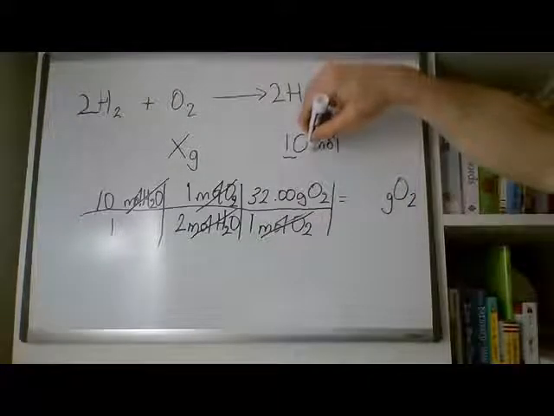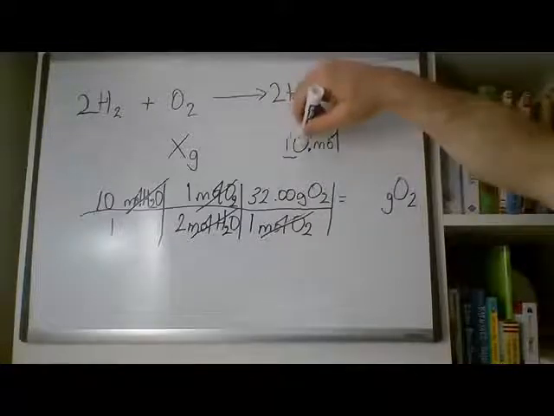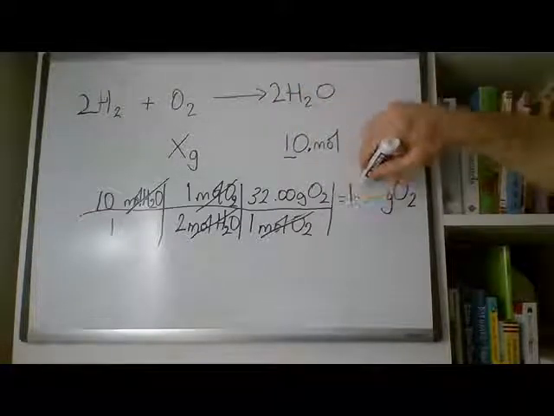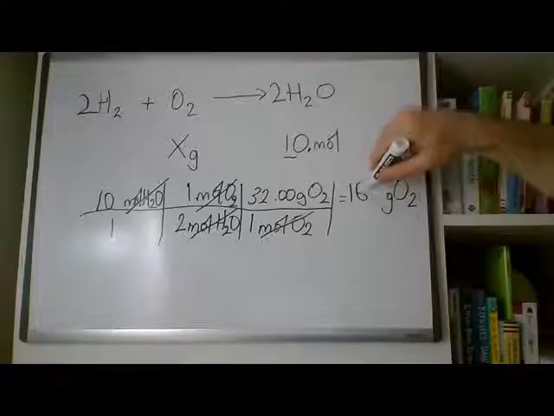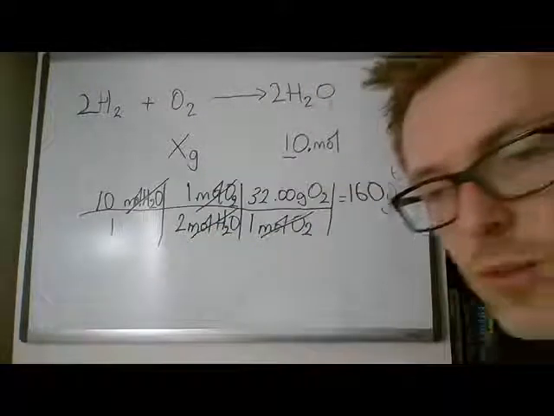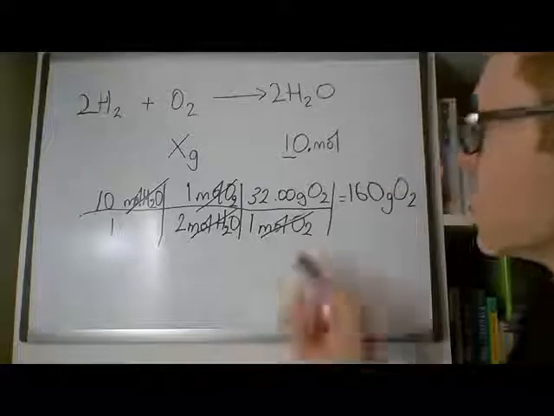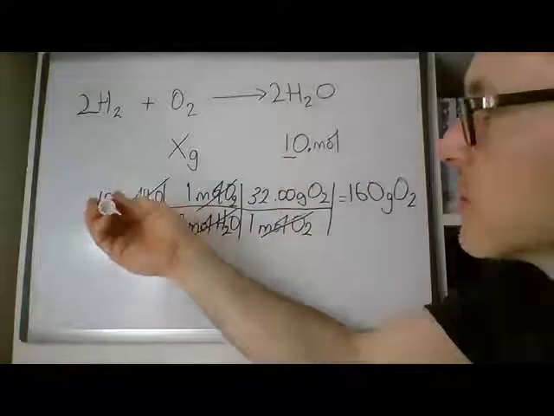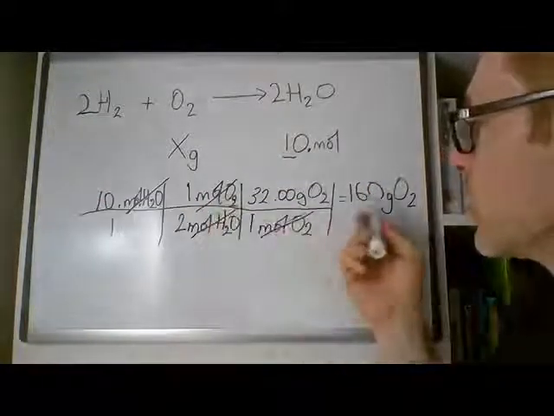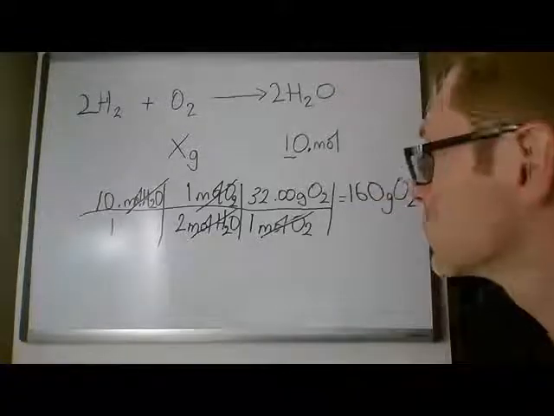Let's actually keep it as two sig figs. Let's put a decimal here to make that zero meaningful, because I really don't want to round that to 200. So we'll put a decimal here to make that two sig figs. And we'll leave the answer as two sig figs. So the answer is 160.